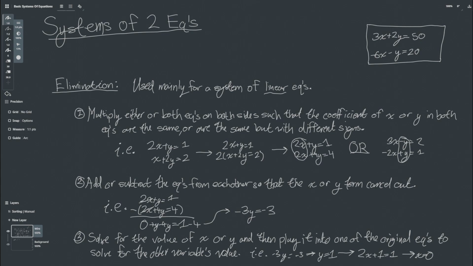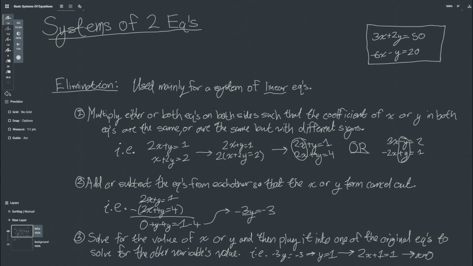Now for our third and final step, we need to solve for the value of x or y and then plug it into one of the original equations to solve for the other variable's value. So we're going to use this equation we found up here, and we're going to divide both sides by, say, negative 3. So we'll get y on one side, and then the other will be negative 3 divided by negative 3, which is just 1. So now we know y equals 1.